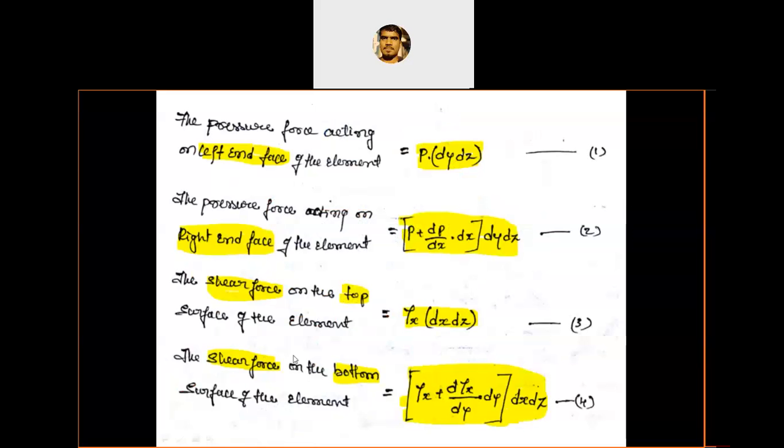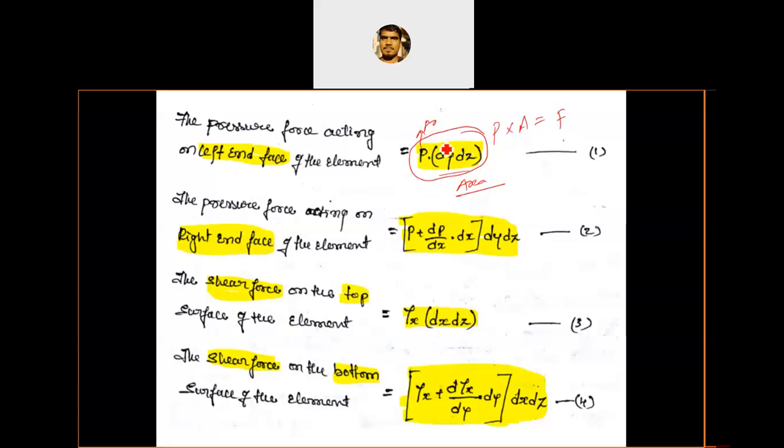At equilibrium, we consider that the element is in equilibrium. So we first note the forces. The pressure force acting on the left face of the element: what is the pressure force here? P is the pressure, and this is the area. Pressure into area gives the force.